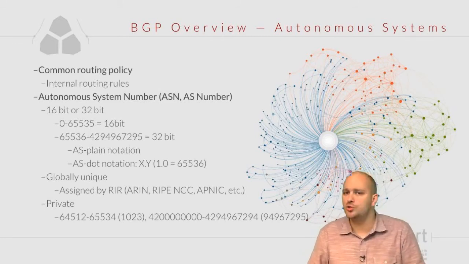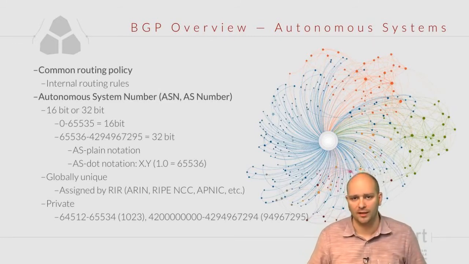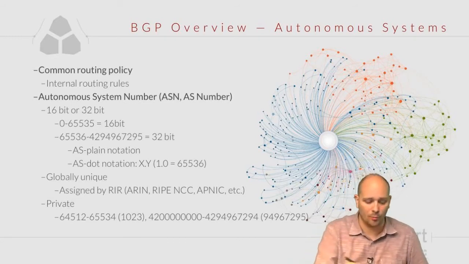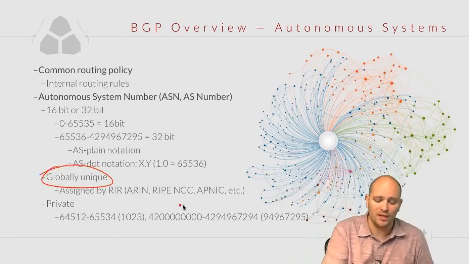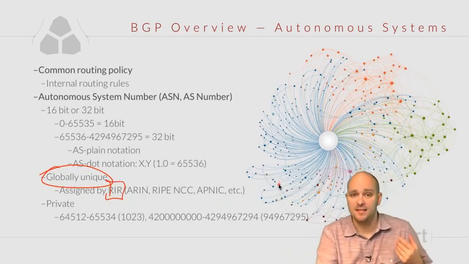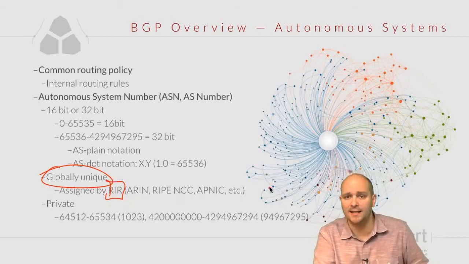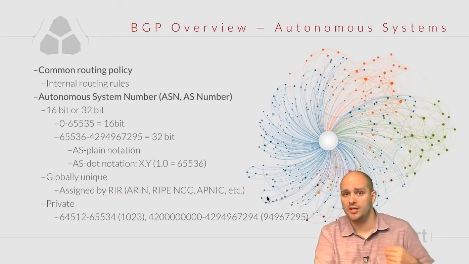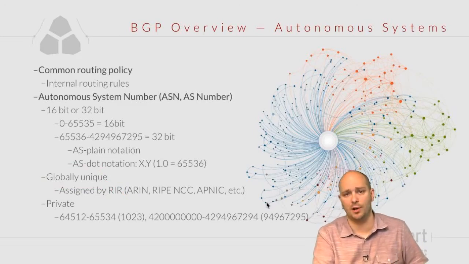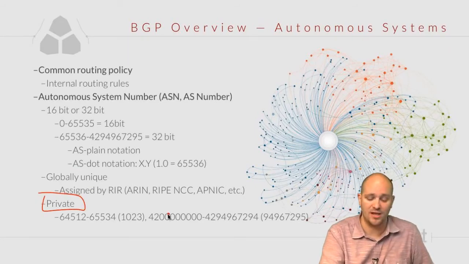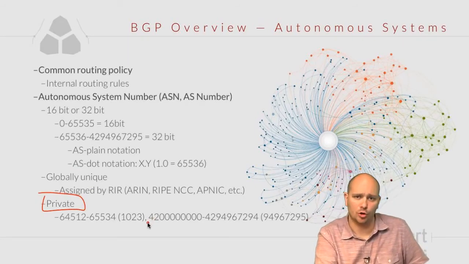You can't just use any number you like on the global internet. If it's globally unique, if you're going to participate in the global internet, you need a globally unique autonomous system number, and this is the number that will be, similarly to IP addresses, assigned by a regional internet registry. If you wanted to use autonomous systems inside your organization and not be visible outside of your organization, you can use the private range of autonomous systems.